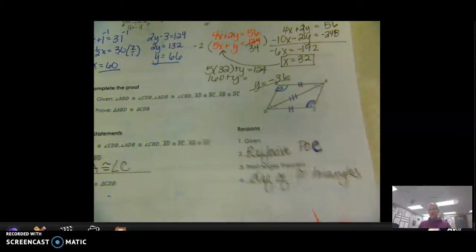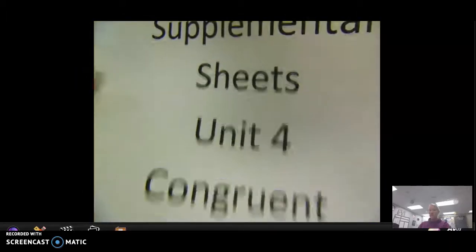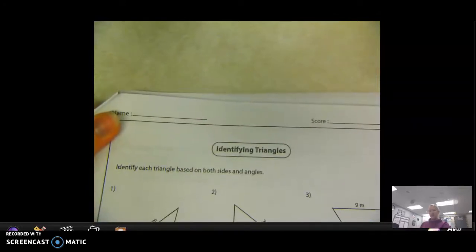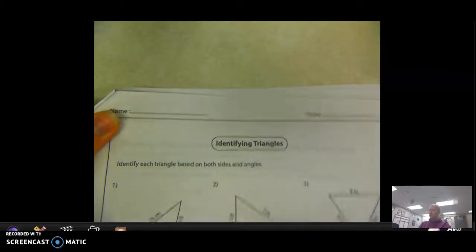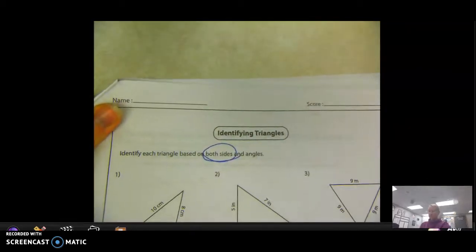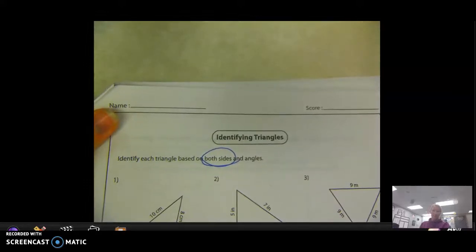Okay, so that's the end of 4.2. First thing you're going to do is go over to your supplementary packet, Unit 4, right? And you're going to go to the second sheet in there, which is called Identifying Triangles. And you are going to name these triangles based only on their sides. The reason we cannot do angles is because they gave us no angle information.